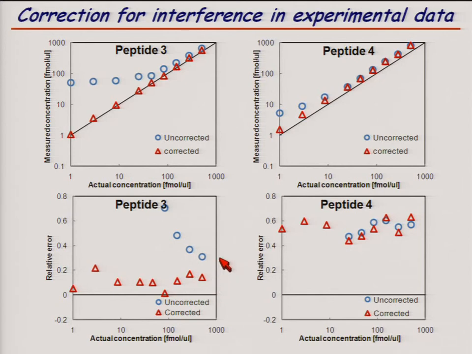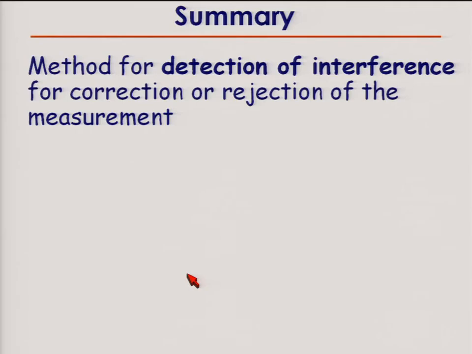And then in this case, again, we can get down to very low interferences after correction. So what I've presented is a method that can be used to detect interference. And then after the interference is detected, one can decide whether one corrects the quantitative measure for these interferences, or one rejects the whole measurement if there is too much interference going on.